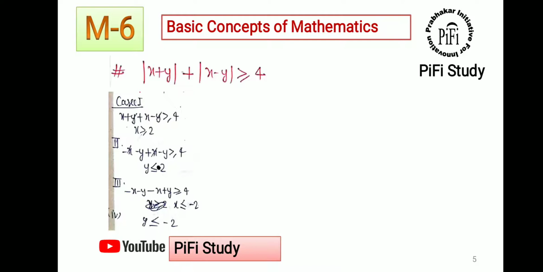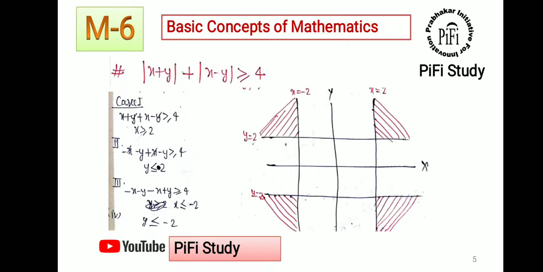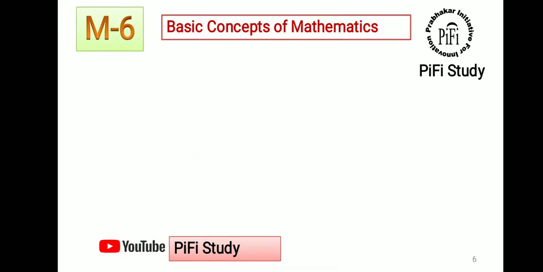So in this way you can just take the four cases and draw each case separately. So you will get the graph like this. When you plot each case, like there are four cases, and when you draw this, you will get this kind of plot. Now coming to the next.